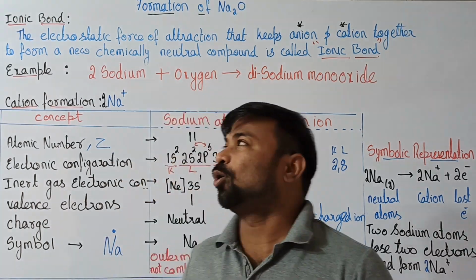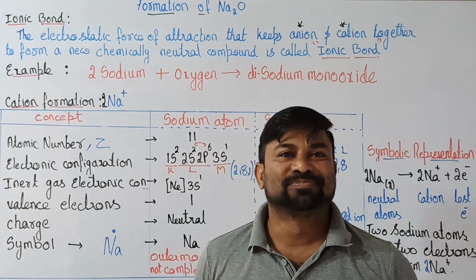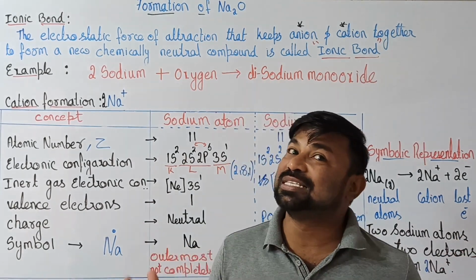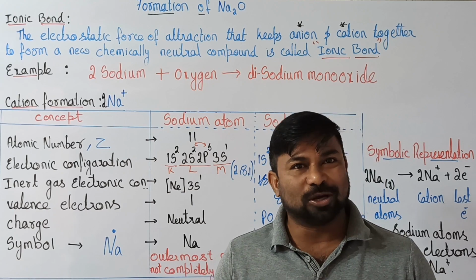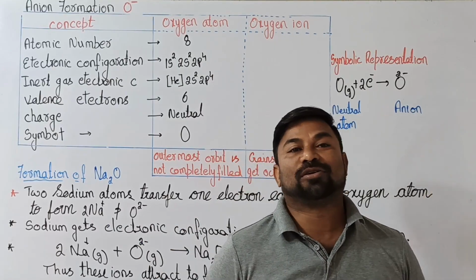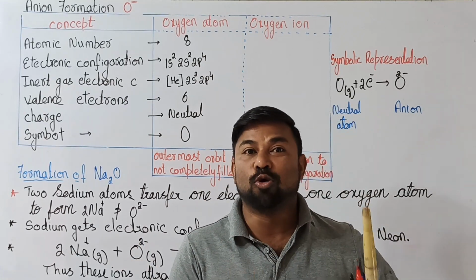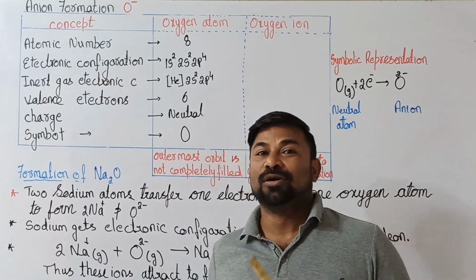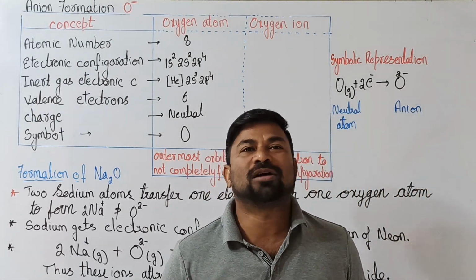So in the compound disodium monoxide, the cation preparation is done. 2Na plus is ready. It is waiting for the anion. Which is the anion? Chlorine, Cl minus. Till now we have discussed the formation of cation. Now it's the turn to discuss the formation of anion. In disodium monoxide, the anion is nothing but the oxygen.